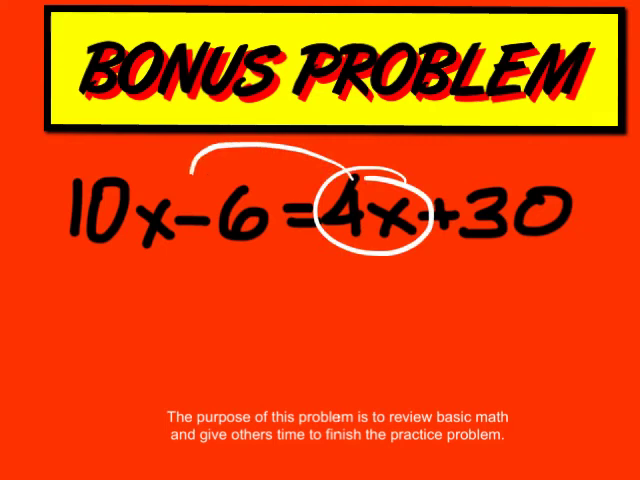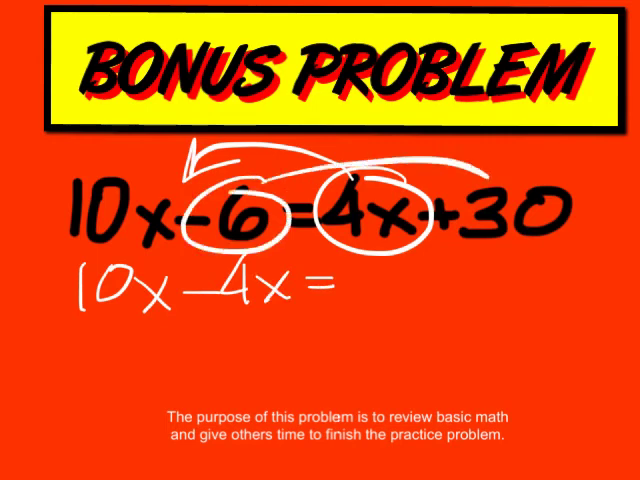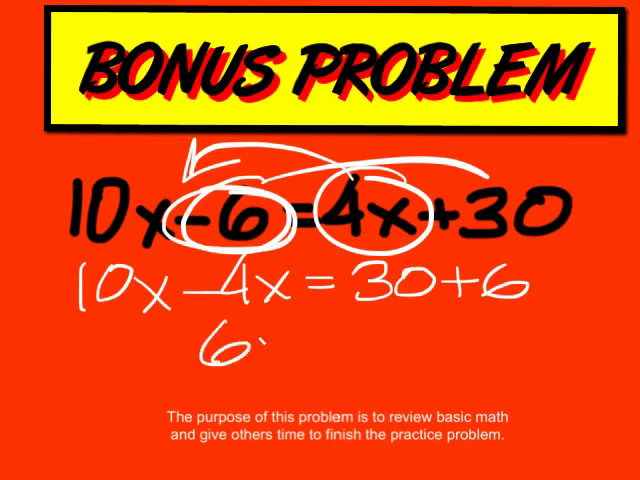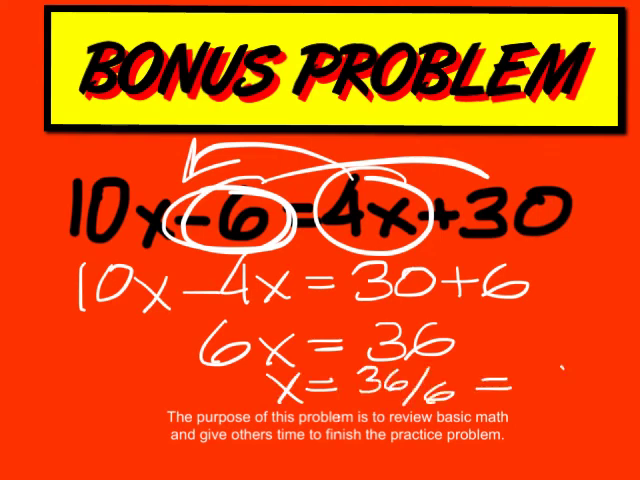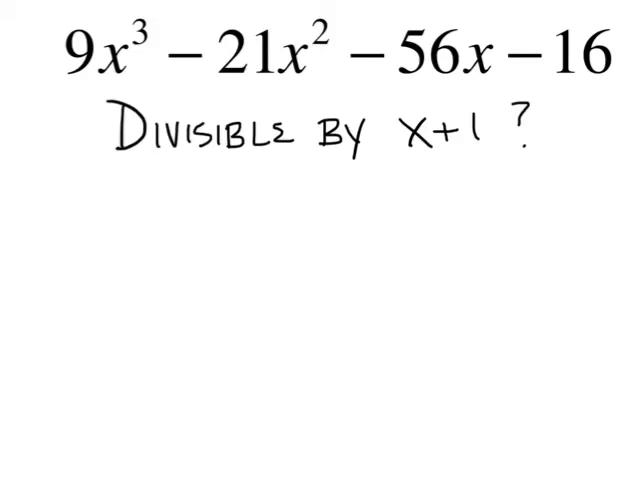Move the x's to the left and do the opposite. So it would be a minus 4x. And then move this to the right and make it plus 6, the opposite of minus 6. And then simplify to get this, and then divide 36 by 6 to get 6.